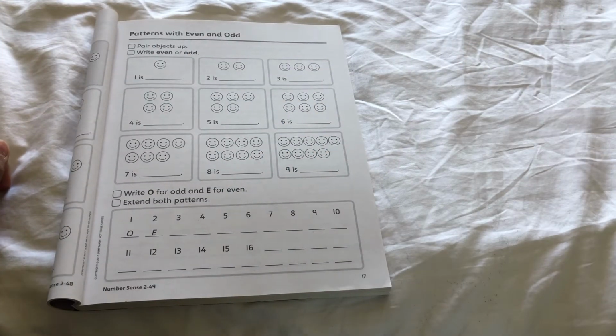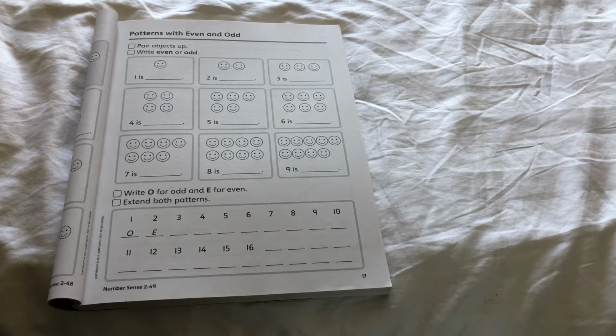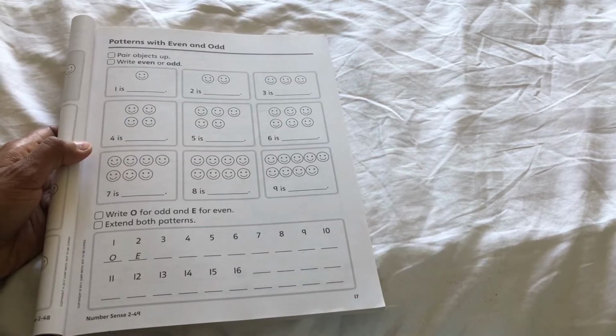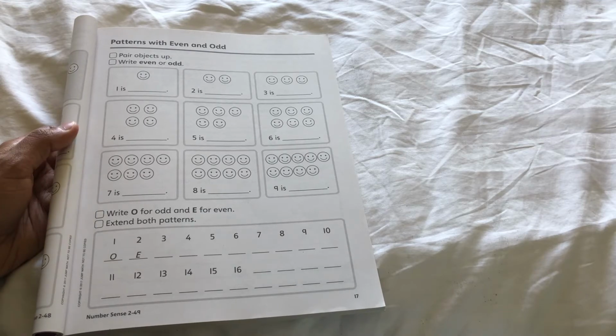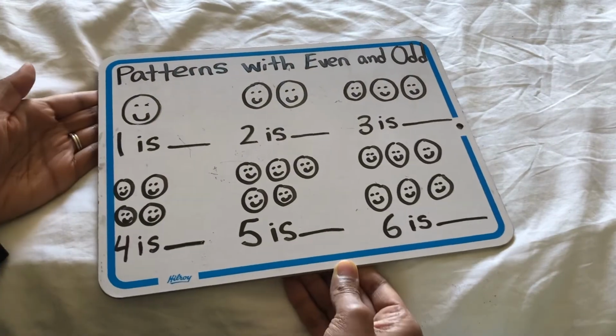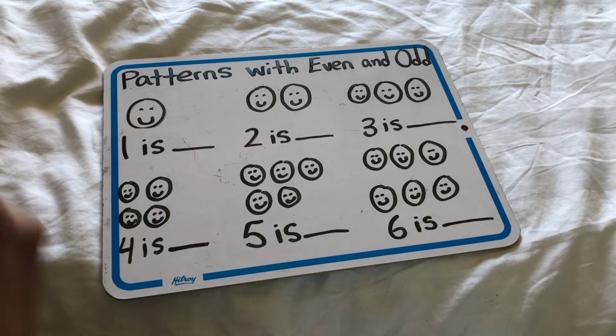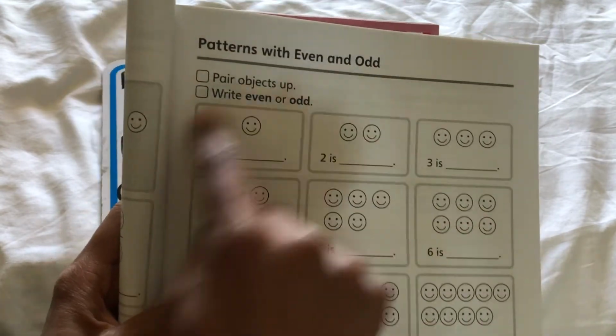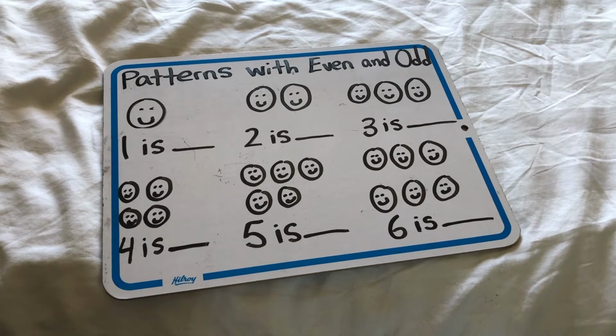Okie pookakes, now that we know what even and odd means, let's look for patterns with even and odd. On page 17 of our Jump Math 2.2 books, we're going to complete the first part together. So here, I've already written it out just like they have up here on our Jump Math page, the first 6 questions. What they would like us to do is they want us to pair the objects up and write whether that number is even or odd.